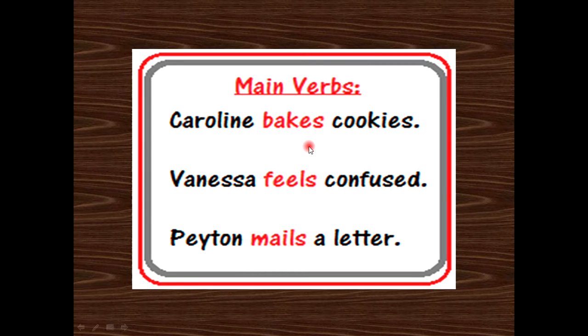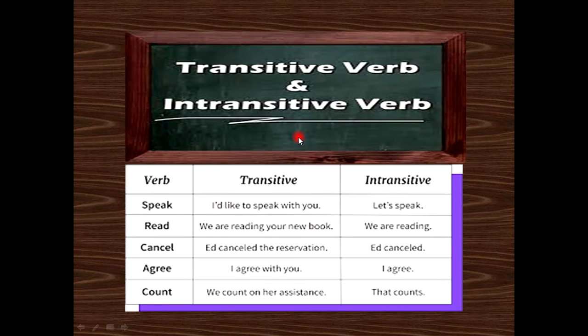Now main verbs, like "Caroline bakes cookies." Over here, without the main verb, the sentence is incomplete. Let's suppose the sentence is "Caroline cookies." You might be thinking, what is Caroline doing with the cookies? So obviously the word bakes over here is the main verb. Without it, the sentence is incomplete.